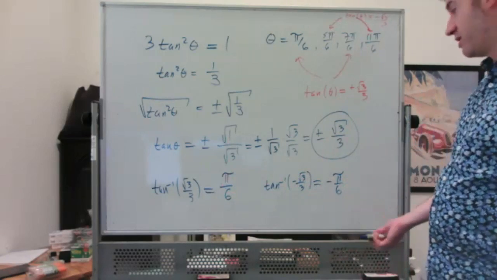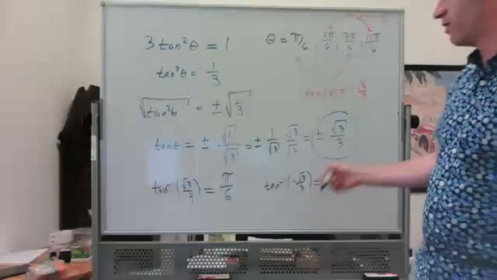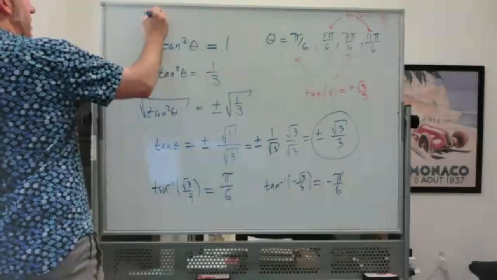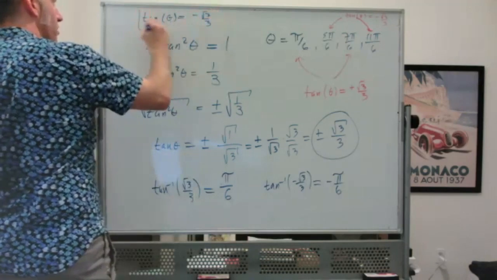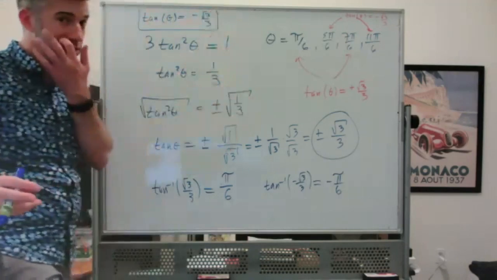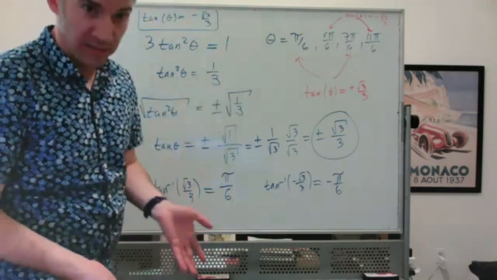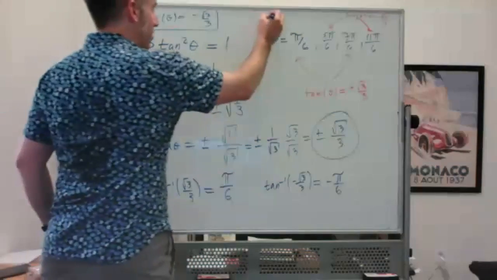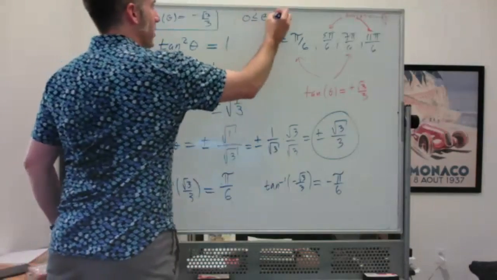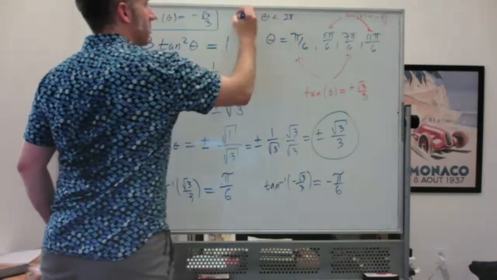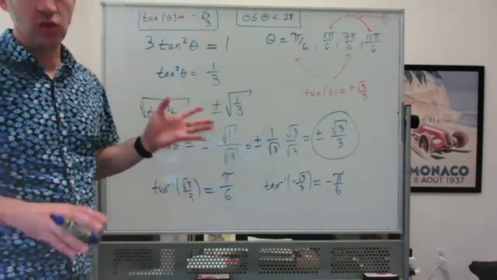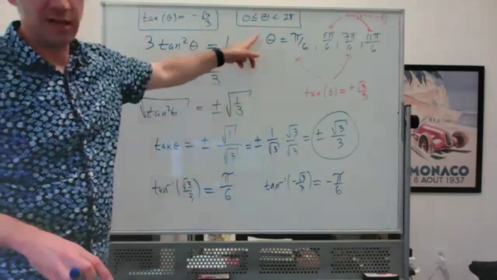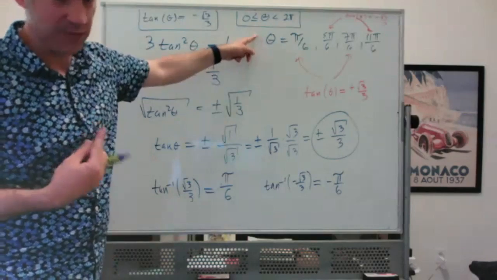So if someone just asked you to solve tangent of theta equal to negative root 3 over 3, and I know I stopped writing it down, but the assumption we've been making every time is that the angles are between 0 and 2 pi. If someone asks you to solve an equation like this, you should generally assume they mean this, even if they forgot to write it down.